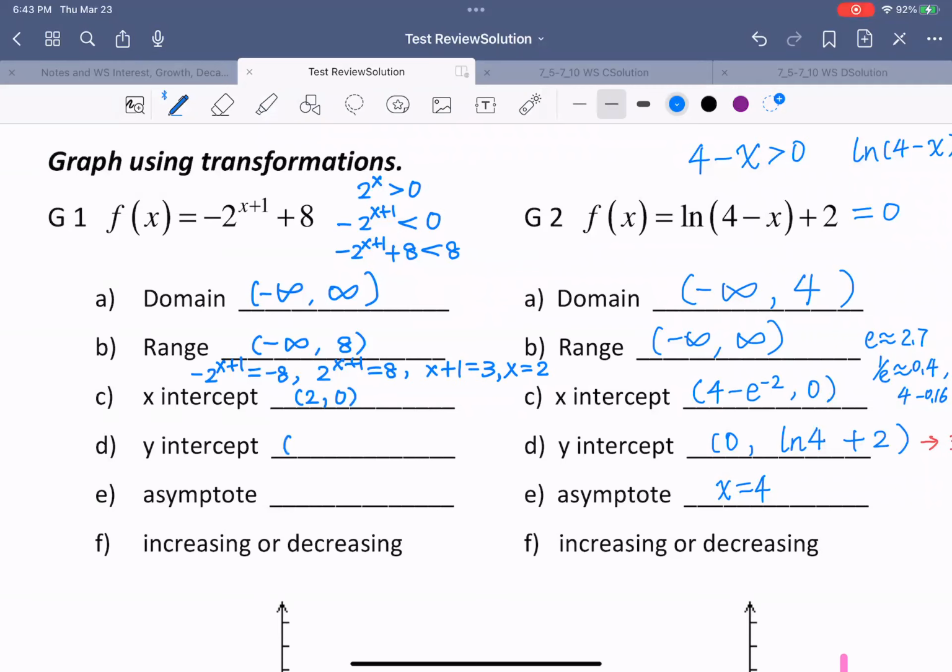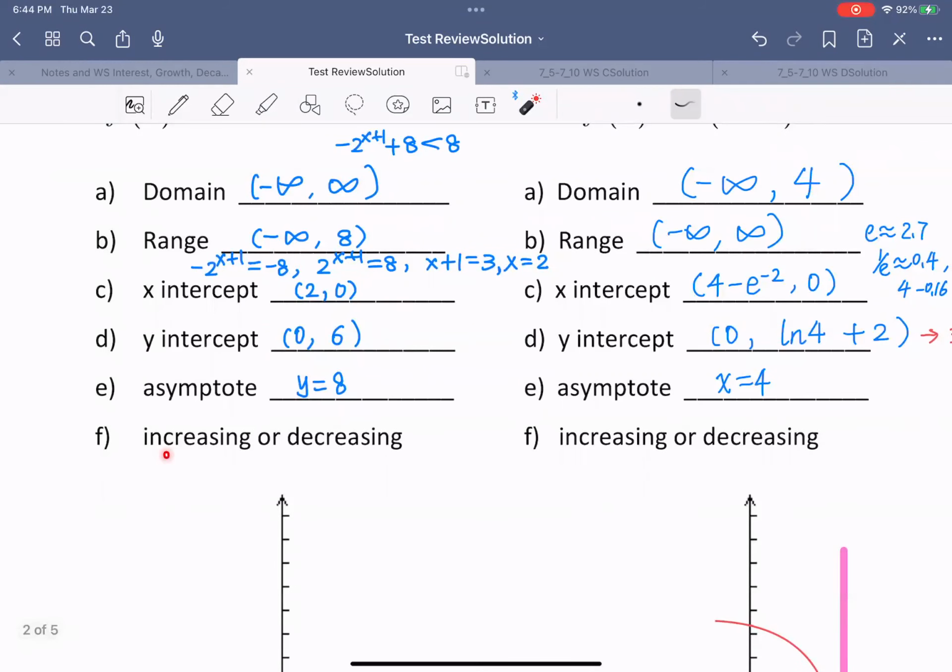Y-intercept, you make x as 0. When x is 0, this is 0 plus 1, which is 1. How much is this then? This becomes 6. Does this make sense? Asymptote. Asymptote is a horizontal line, so it's going to be y equals 8. Correct? Increasing, decreasing. We can answer the question without graphing it. This guy is increasing. When you have a negative, you will flip down, so it's going to be decreasing.